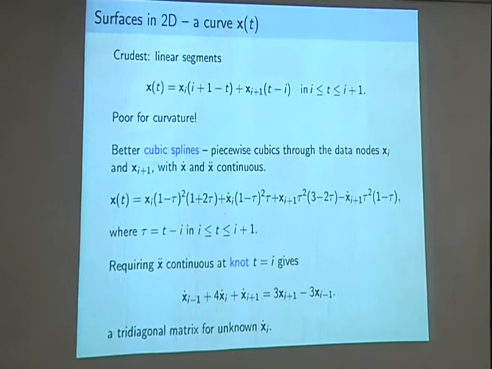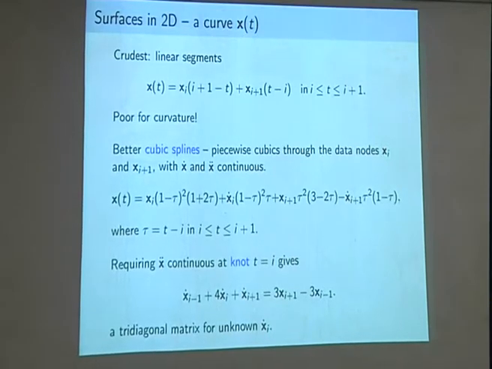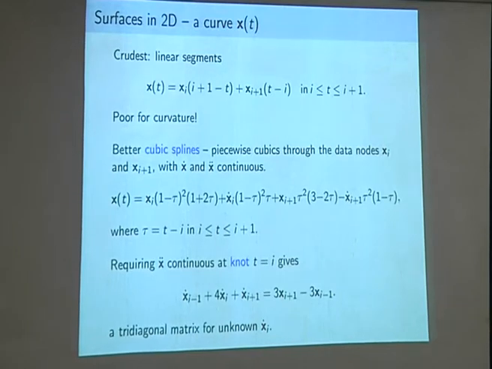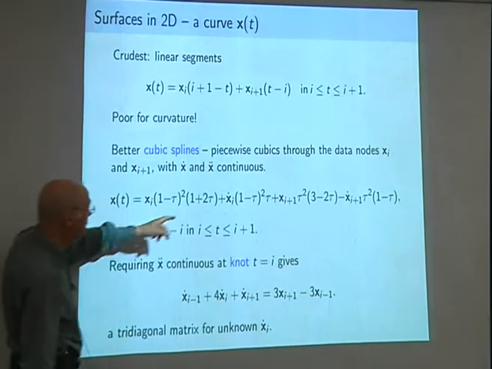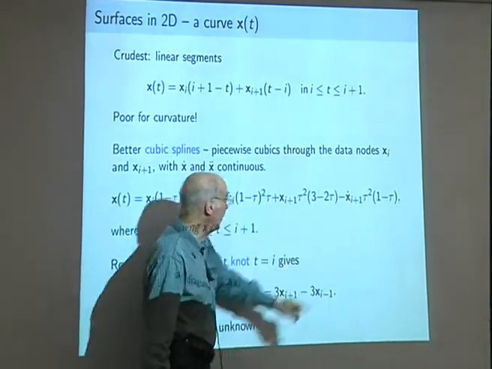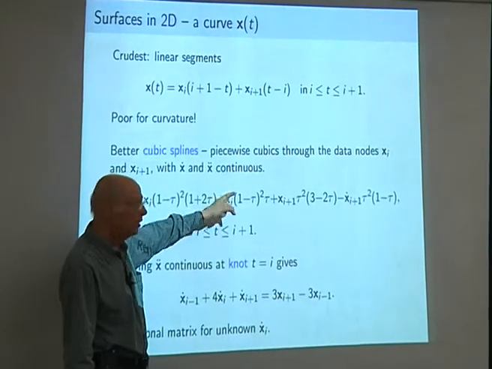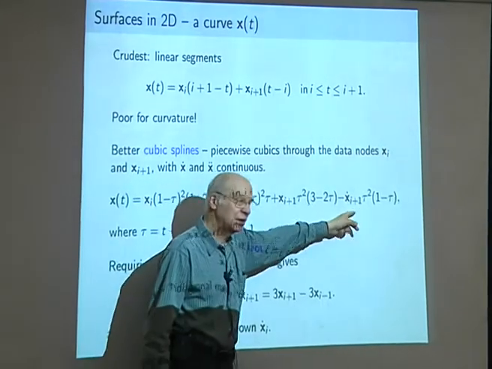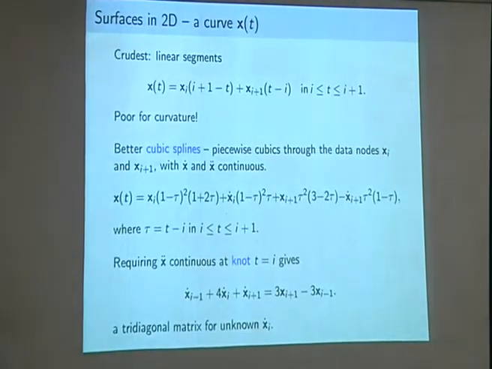And there are two free parameters. A cubic has got 4 parameters. 2 of them are fixed by the positions at the beginning and the end of the interval, and 2 others have been chosen to be, in fact, the derivatives at the beginning and at the end, in other words, the tangent at the beginning of the interval and the tangent at the end of the interval.